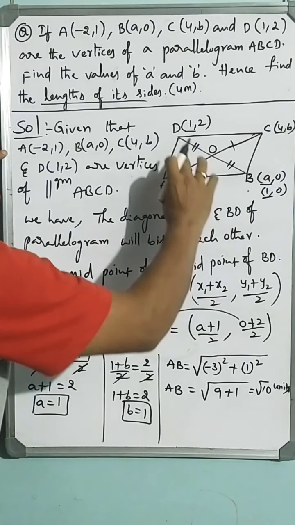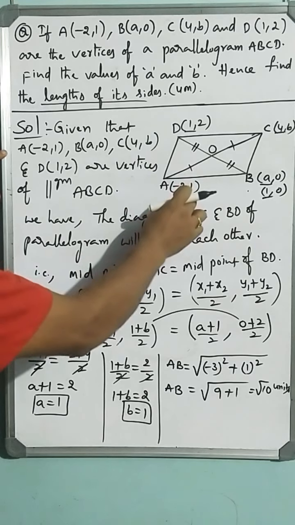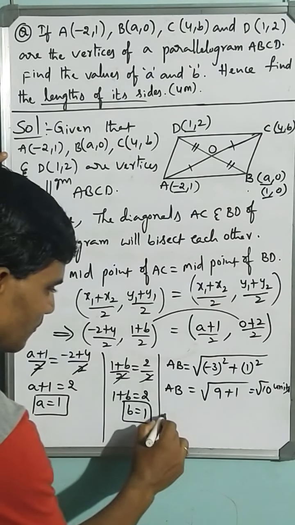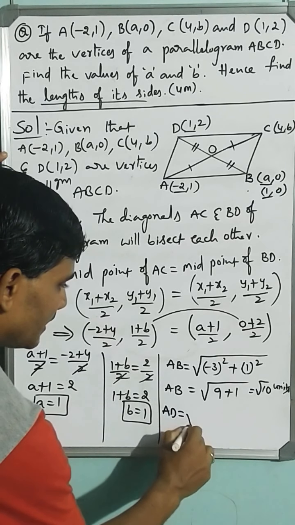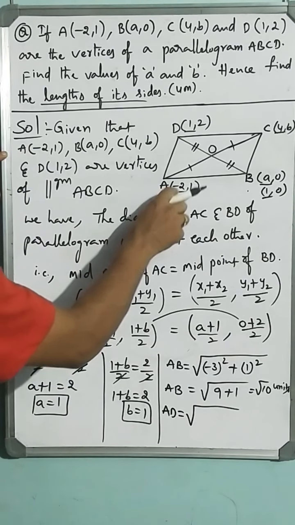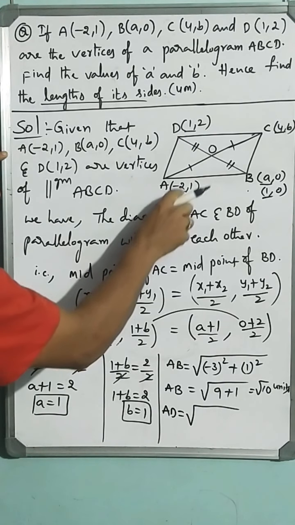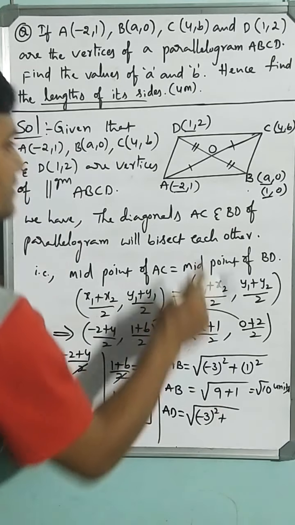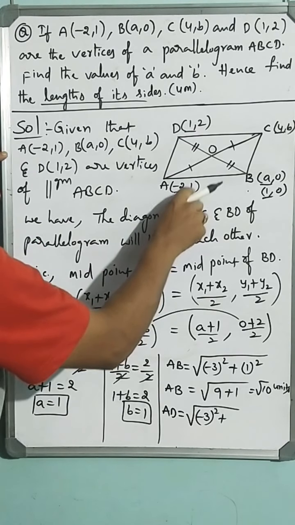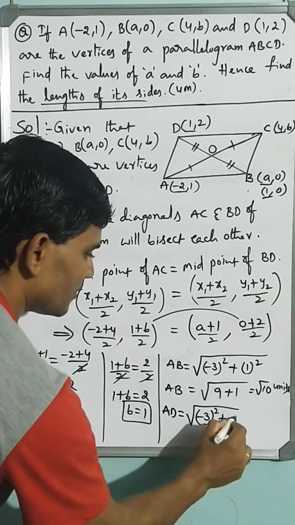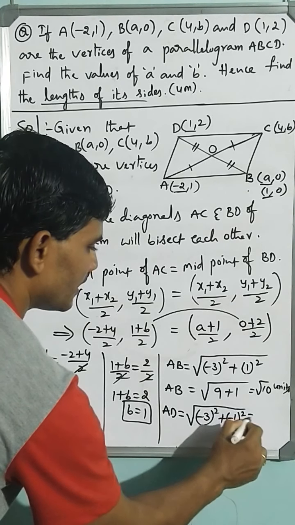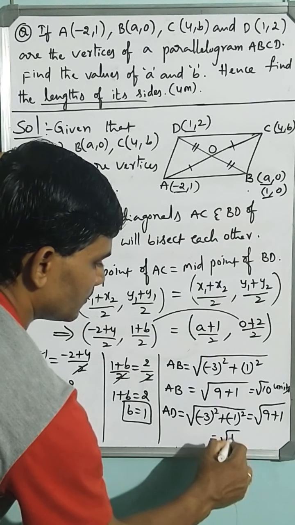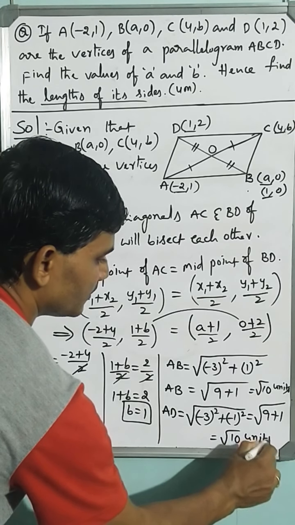Next let me find AD or BC. Here we have values for both coordinates. Let me go for AD. AD is equal to root of the difference of x coordinates, -2 minus 1, again -3, whole square, plus the difference of y coordinates, 1 minus 2, whole square. Again you will get root of 9 plus 1, which is also equal to root 10 units.